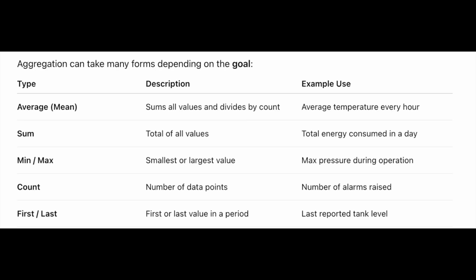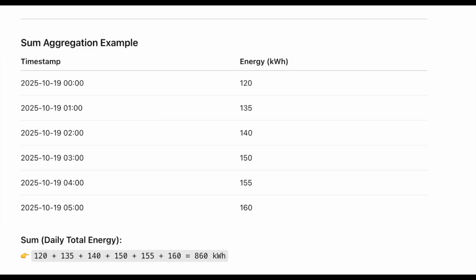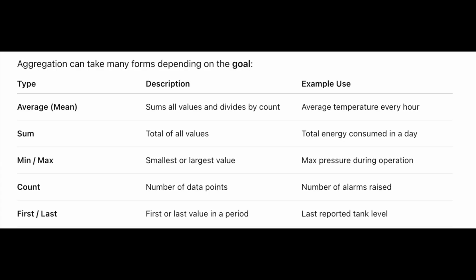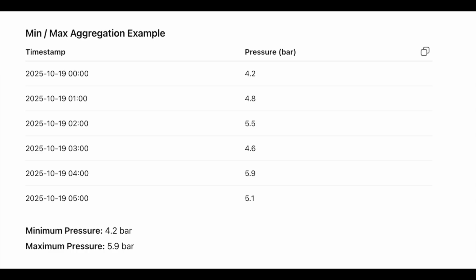2. Sum. The sum function adds all the values together. This is commonly used when calculating totals, such as the total energy consumed in a day. 3. Minimum and maximum, or min and max. The min function gives the smallest value and max gives the largest. These are helpful when monitoring conditions like maximum pressure during operation or minimum tank level.